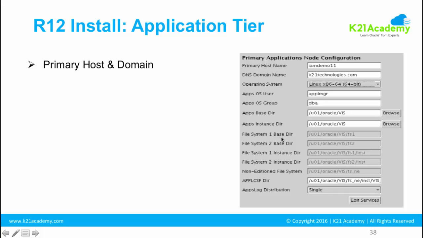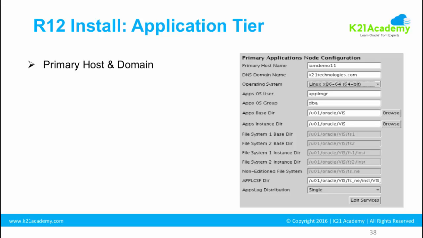Then you have file system 1 and file system 2. This is my run edition and patch edition. The run edition and patch edition will always flip between these two file systems. Then my file system 1 instance and file system 2 instance. Again, file system 1 will have an instance directory, and file system 2 will have its own instance directory. Then you have a file system for non-edition files, which you specify. Now there is something called APPL CSF, which is for the concurrent manager or concurrent processing output and log files.